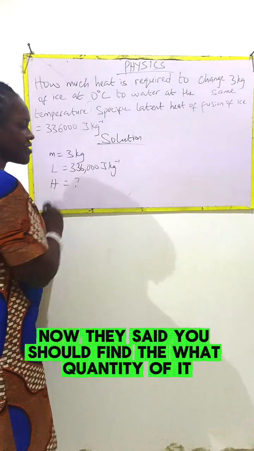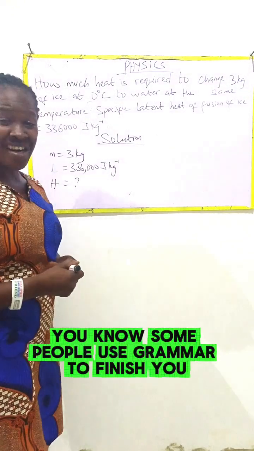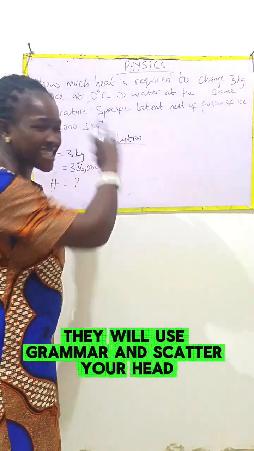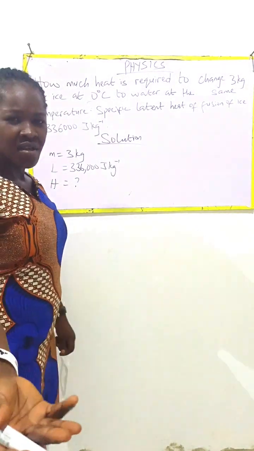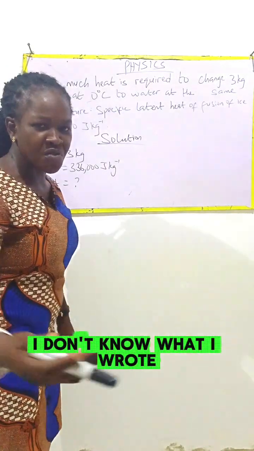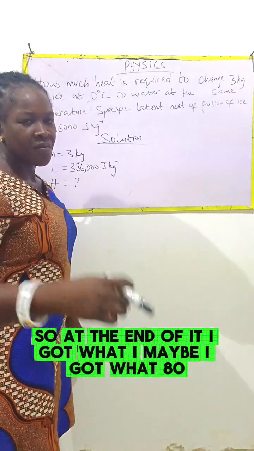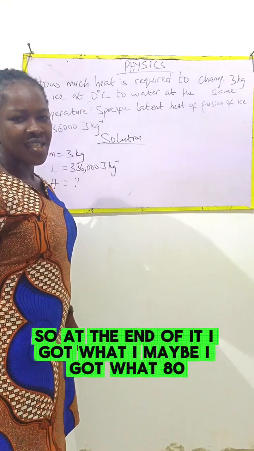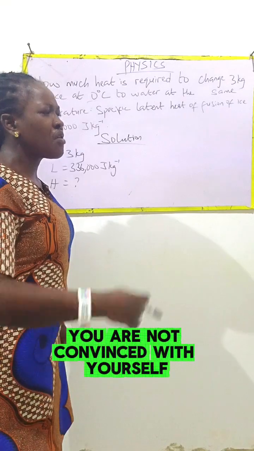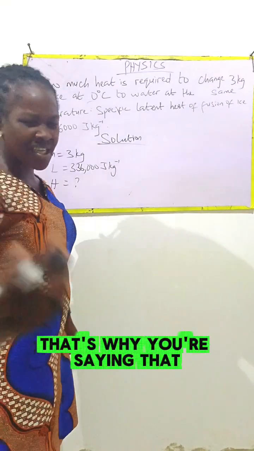Now they said you should find the what? Quantity of heat. You know, in physics, they use grammar to finish you. If you don't know what to do, they will use grammar and scatter your head and you will be confused. Right? So that's why some students will be saying, I don't know what I wrote. At the end of it, I got what? Maybe I got 80 in my exam. I don't know how the thing came about. You are not convinced with yourself. That's why you're saying that.